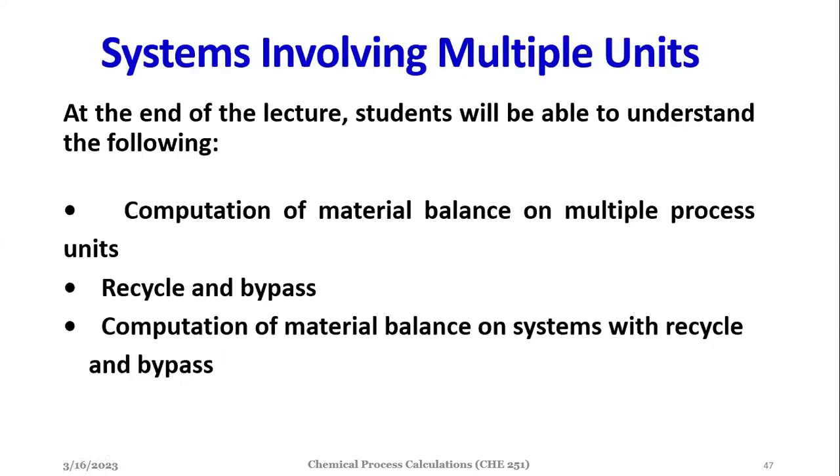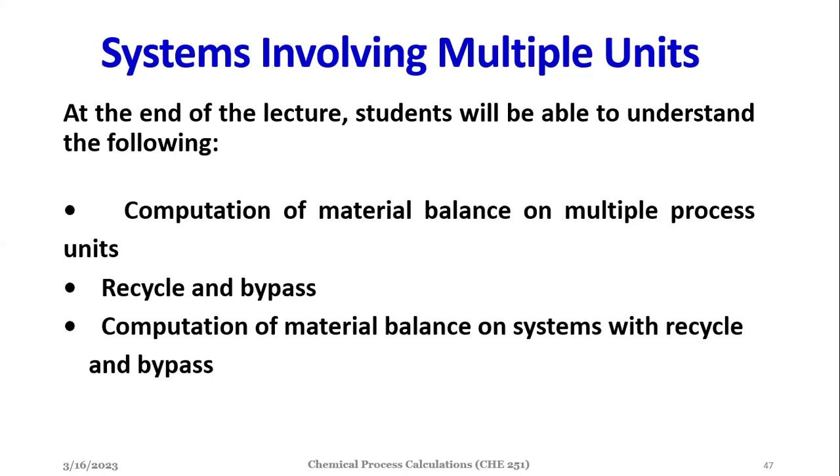Now we can look at systems involving multiple units. Everything we've done so far has looked at just one unit. Maybe you have one distillation column with a top stream, a bottom stream, and a feed stream. But now we want to look at a case where we have more than one unit. Maybe we have a distillation column, a mixer, and a splitter, a number of units all coming together.